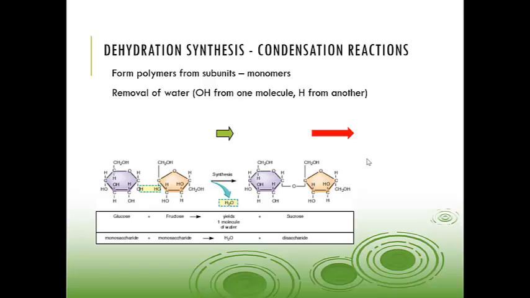So we want to form polymers from subunits. Those subunits are referred to as monomers. When we're talking about dehydration synthesis, it's a condensation reaction. So we have the removal of water. And I always remember that because when you're dehydrated, you lose water. Synthesis, as hopefully you recall, is the making of. That's what that means. When you form polymers from subunits of monomers, you have the removal of water, or the OH from one molecule and an H from another.